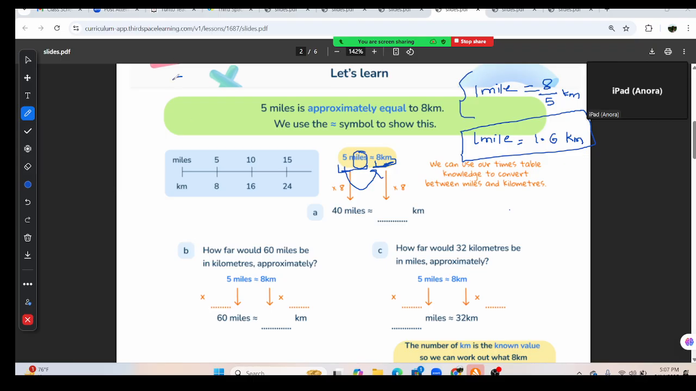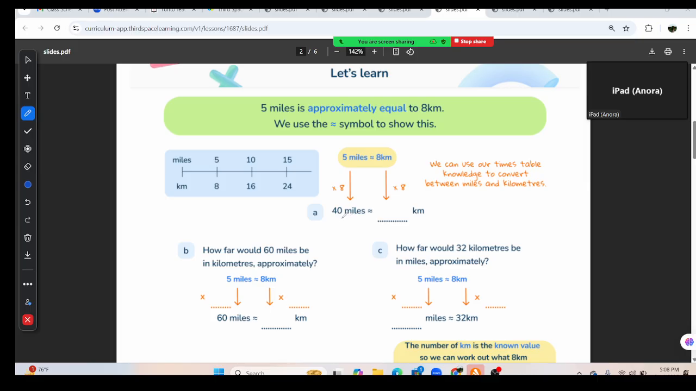Or you can write this also, 5 miles. First write 5 miles is equal to 8 kilometer. Then write this thing. Or approximately, I mean you should put it like this. This is also approximately. Done. Okay. Now we know 1 mile is 1.6 kilometer.